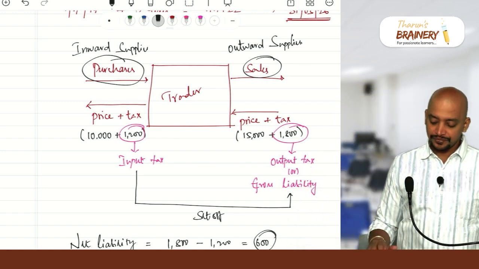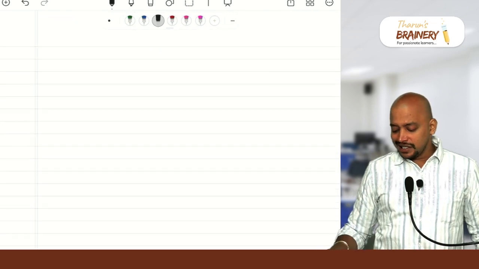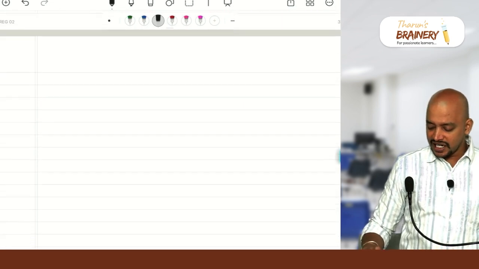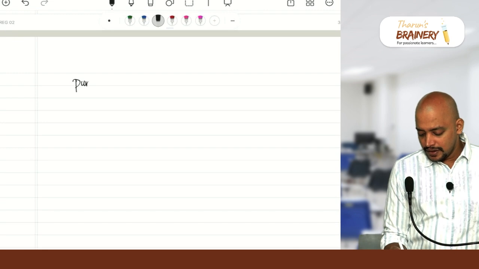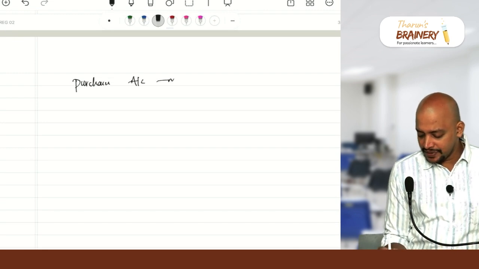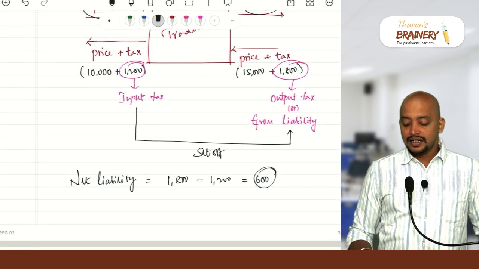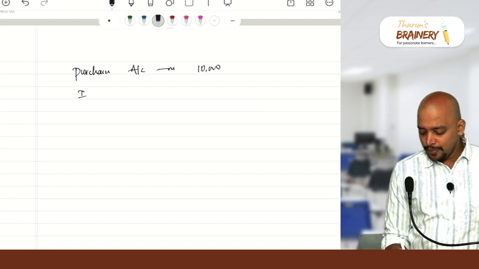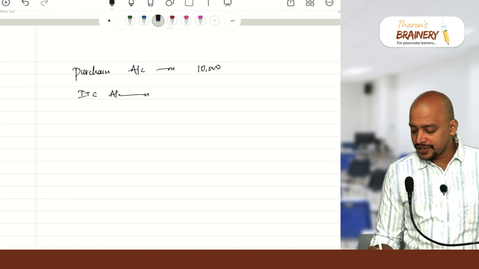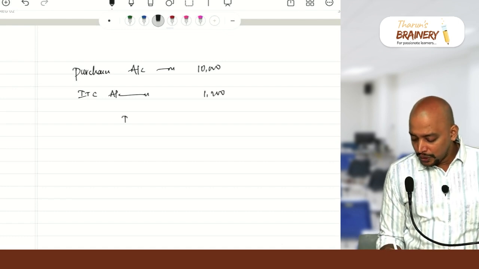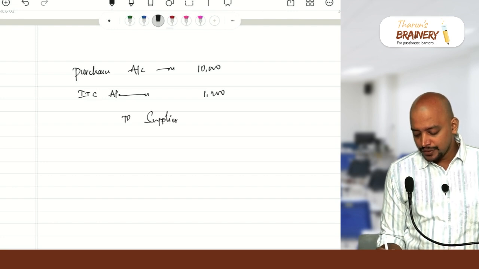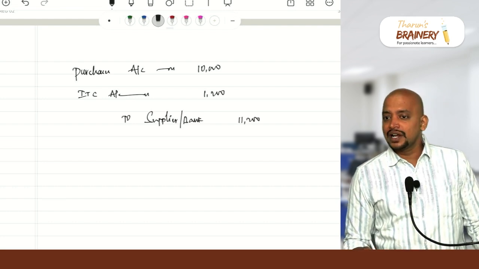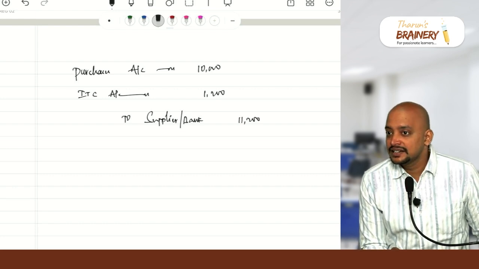Is it clear? Now, even through journal entries we can understand this. What is the entry for purchase? Purchases account debit. How much is the purchase price, 10,000 or 11,200? 10,000. Purchase account debit 10,000. Then input tax credit account debit, how much? 1,200, to supplier account or bank account 11,200. So this 1,200 we recognize as an asset, a current asset.